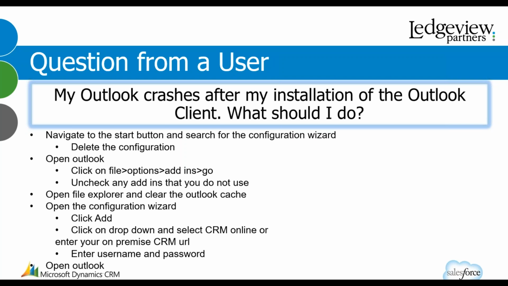You want to navigate to your Start button and search for the Configuration Wizard. There's going to be a configuration. Just highlight it and click Delete. Then go back into Outlook, click on File, Options, and then on the left-hand side there's going to be an add-in section. And at the bottom there will be Go. So this is how you get to your add-ins.